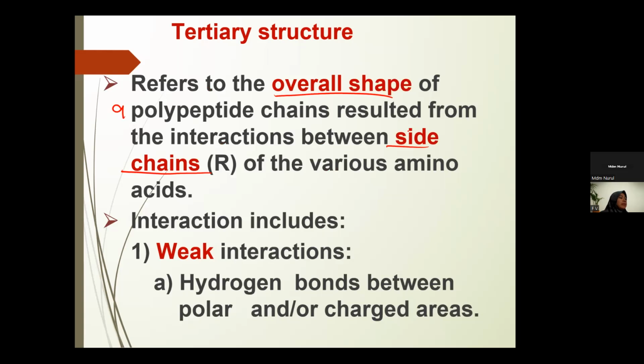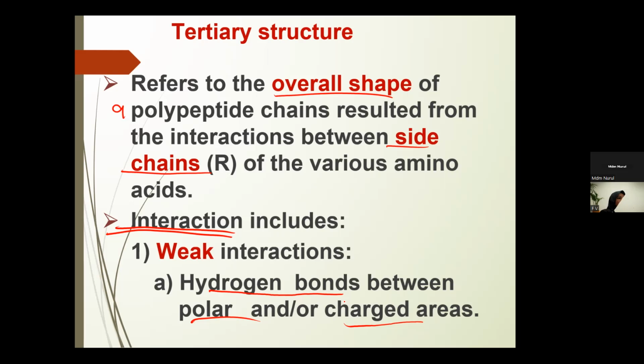Okay, now, remember, it refers to the overall shape of the polypeptide resulting from interaction among the side chains of various amino acids. So, what are the interactions that are involved? Apakah interaksi-interaksi yang berlaku? Ada dua jenis. Satu, weak interaction, ikatan-ikatan yang lemah. Nombor satu, hydrogen bond. Hydrogen bond forms between polar or charged areas.